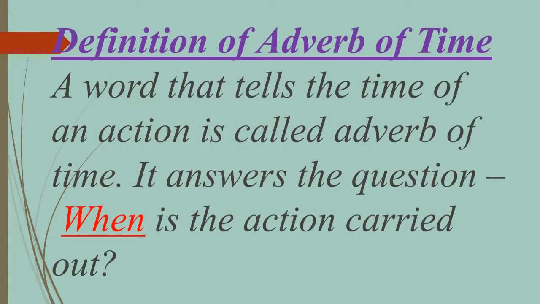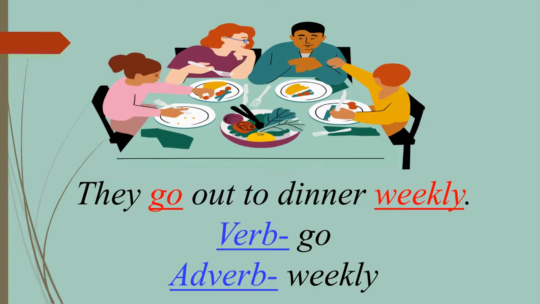Now, let's see the adverb of time. A word that tells the time of an action is called adverb of time. It answers the question, when is the action carried out? Let us move to the examples. And the example is, they go out to dinner weekly. Here, weekly tells us when the action happens, and it describes the action word go. So, weekly is an adverb of time in this sentence.